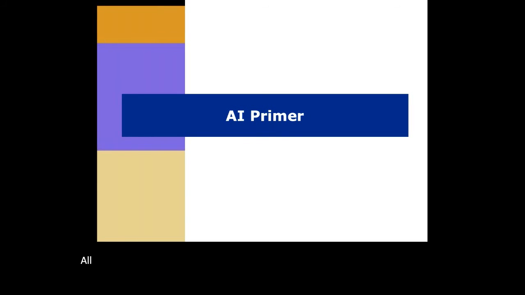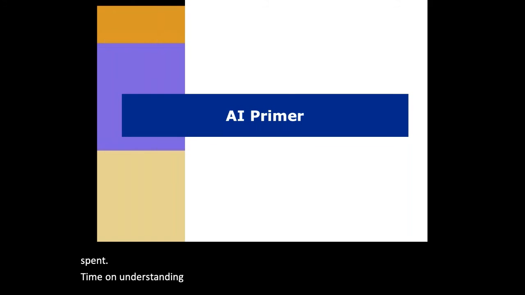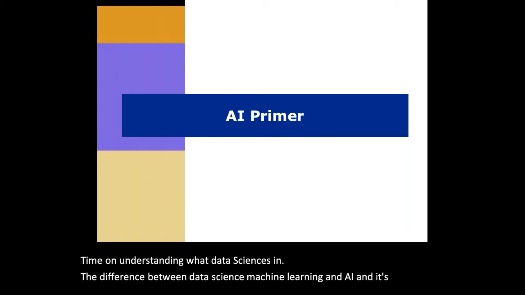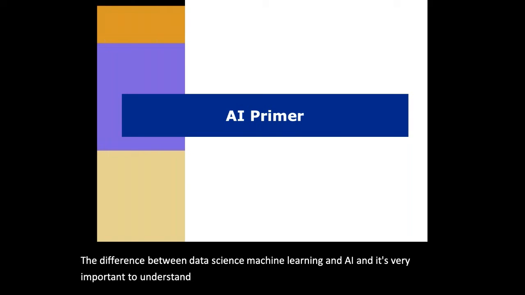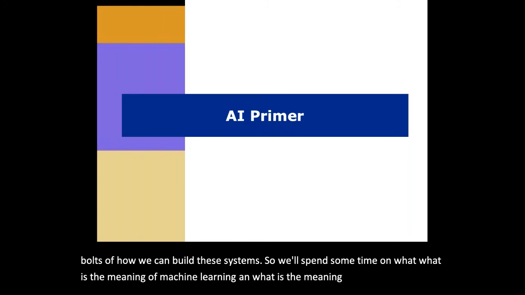Now let's continue with AI and machine learning concepts. So we spent time on understanding what data science is and the difference between data science, machine learning, and AI. And it's very important to understand that even before we get our hands dirty on the nuts and bolts of how we can build these systems, we'll spend some time on what is the meaning of machine learning and what is the meaning of AI and how they differ.